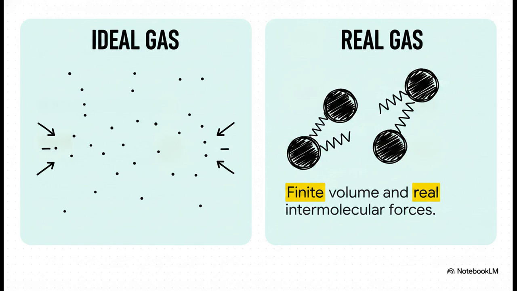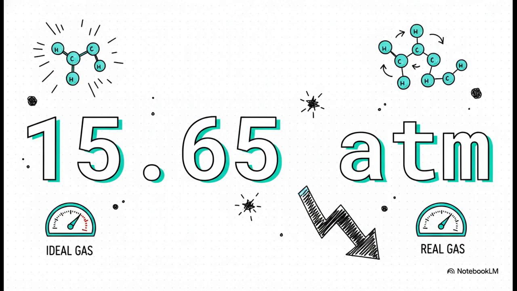Now, under normal everyday conditions, they act pretty ideally. But crank up to very high pressures, where they are squeezed tight together, or drop down to very low temperatures, where they slow down, that is when those attractive forces totally take over, causing them to deviate big time from the ideal gas equation. So just how much do they actually deviate?